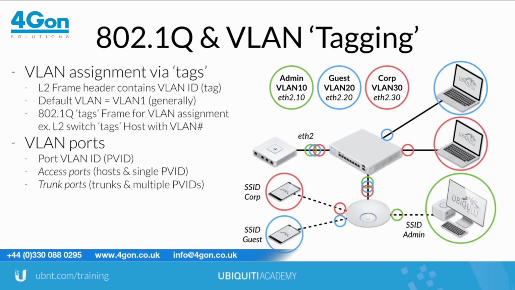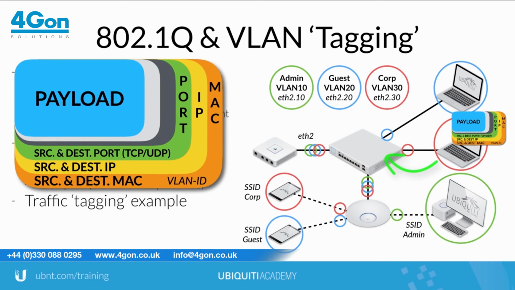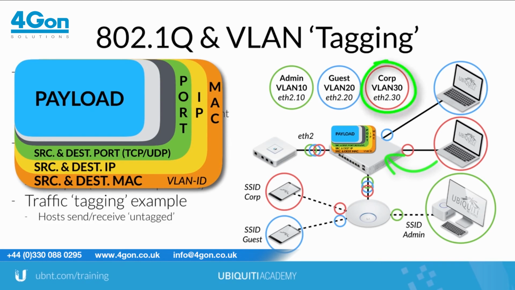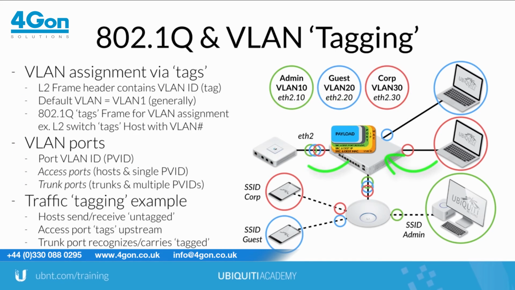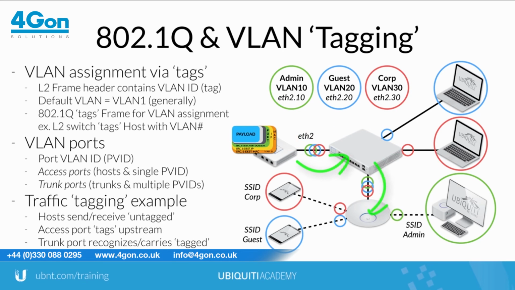To help illustrate how VLAN tagging works with traffic, consider the following. A host sends traffic upstream without tags. The untagged traffic reaches the access port, at which point the access port inserts the VLAN ID, or the tag, into the frame header. With the VLAN tag now in the frame header, trunk ports recognize which areas of the Layer 2 network should carry the VLAN traffic going up or downstream.